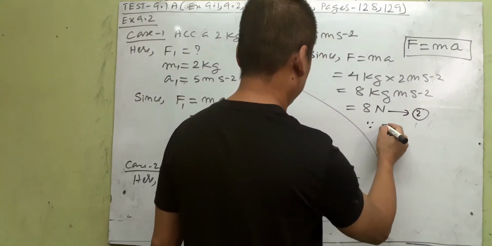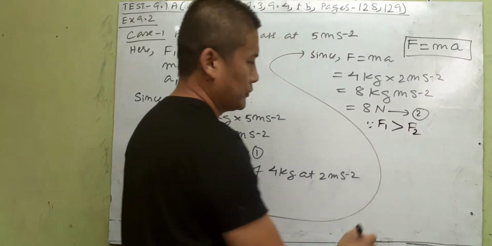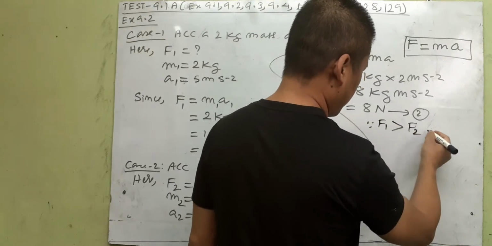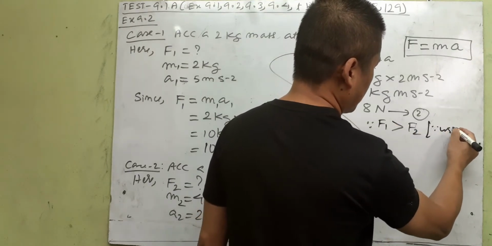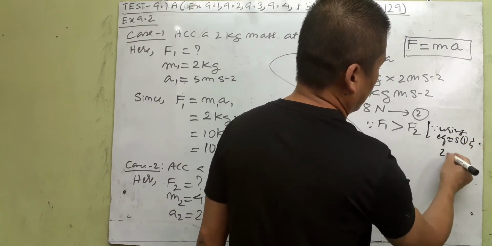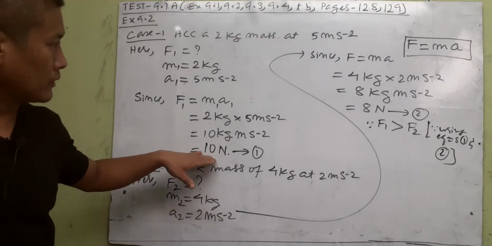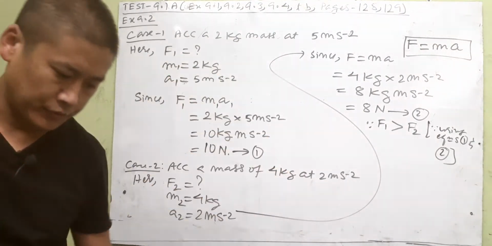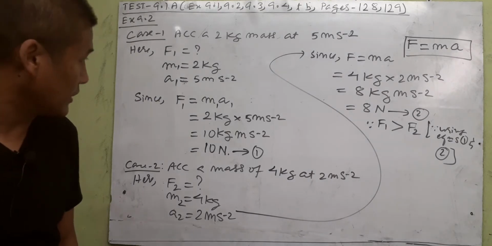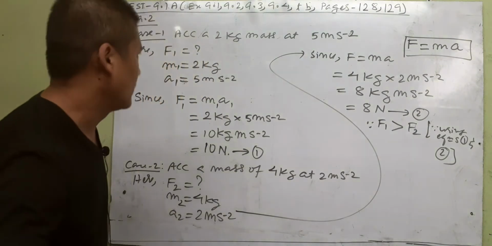Now since F1 is greater than F2, using equations 1 and 2 we can clearly find out, F1 is 10, so the first case is going to need greater force. So we will write here, first case is accelerating 2 kg.